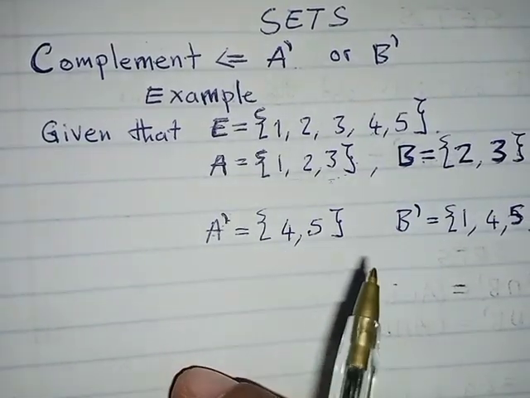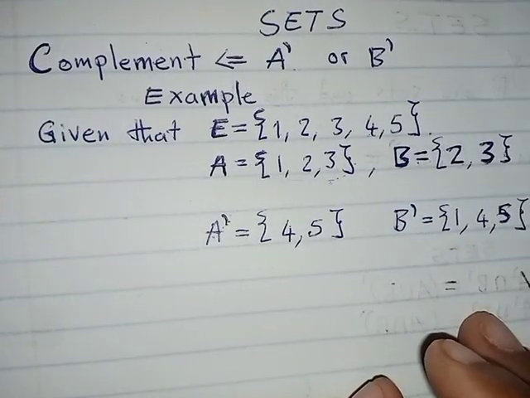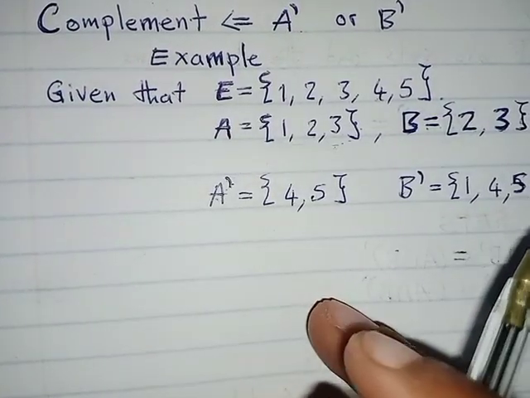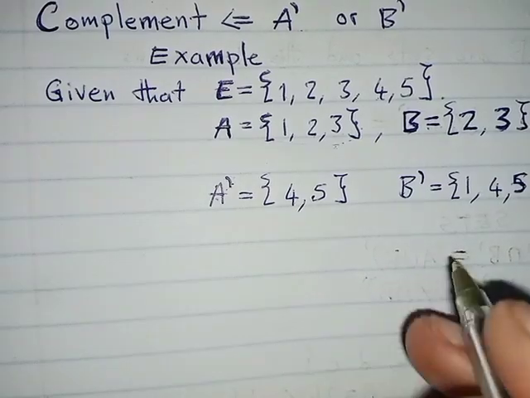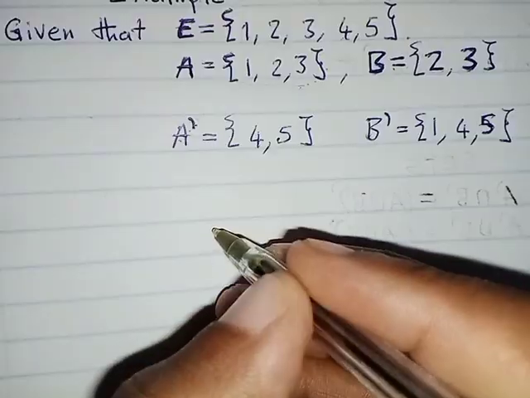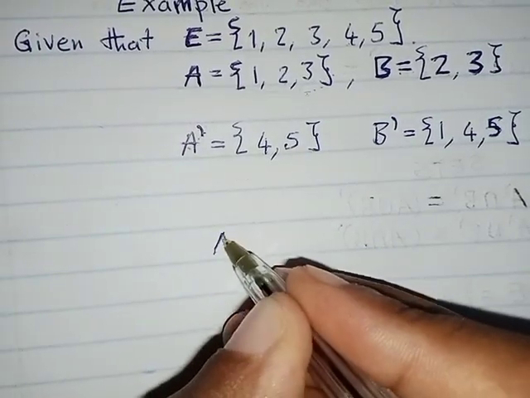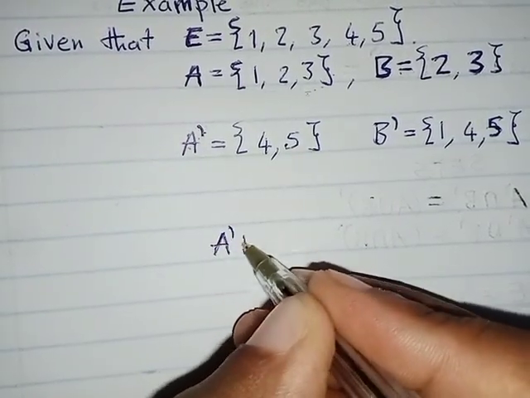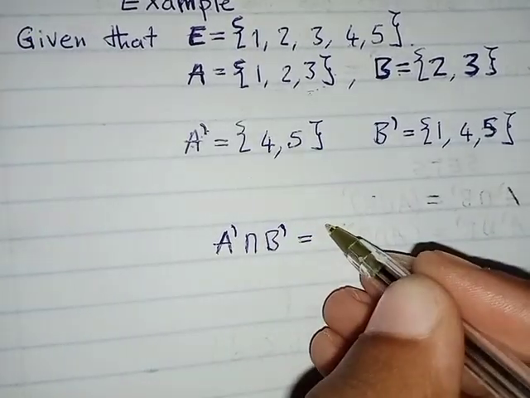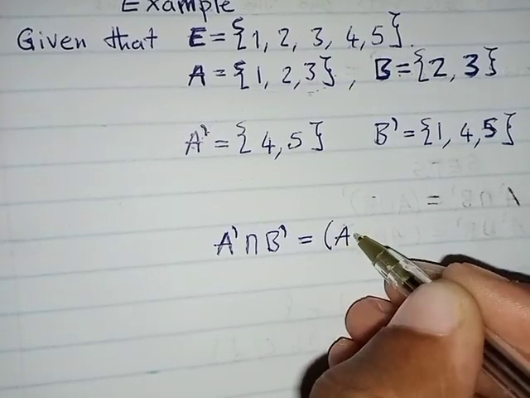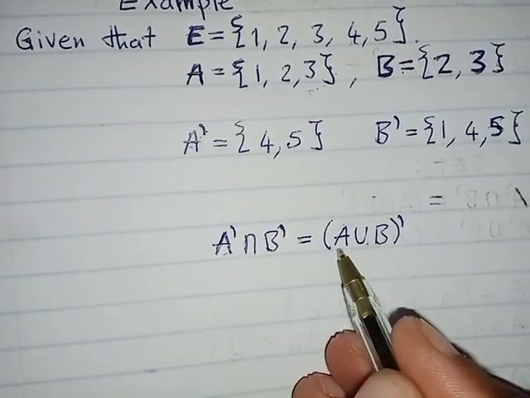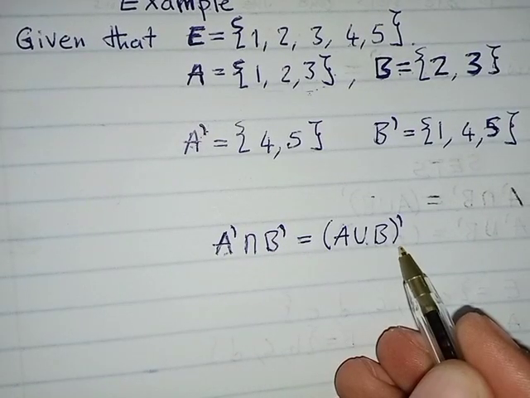Now, since we know what the complement of a set means, let us talk about another law in sets, which is very important. This is known as De Morgan's law of sets. So De Morgan says, when you're given A complement intersection B complement, like that, it is just the same as the complement of A union B, like that. So this will give the same results as this. That's according to De Morgan's.